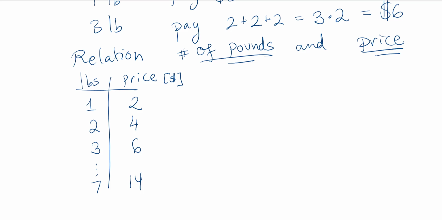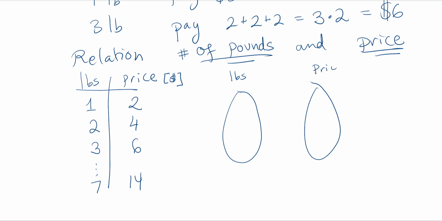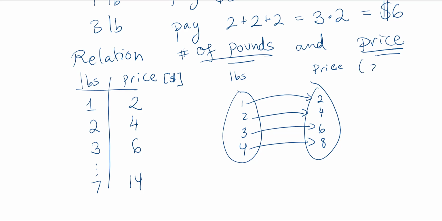Yeah, well, again, we can use those groupings here. So we can write, this is going to be the group of pounds of peaches, and this is going to be price. And here we can put 1, 2, 3, 4, and here I'll put 2, 4, 6, 8, and then 1 goes to 2, 2 goes to 4, 3 goes to 6, and 4 goes to 8, because again, the price is $2 per pound.